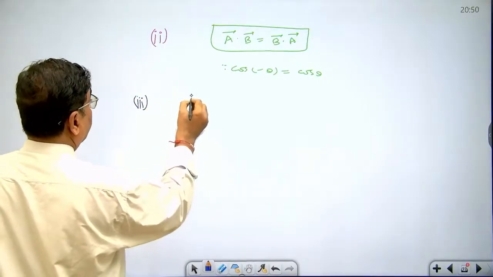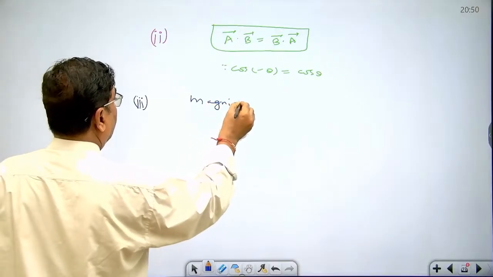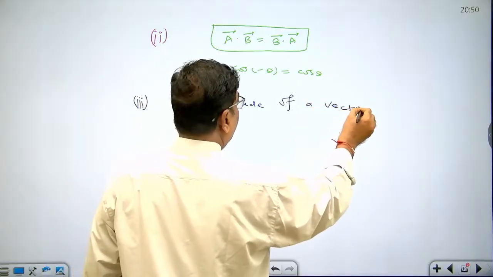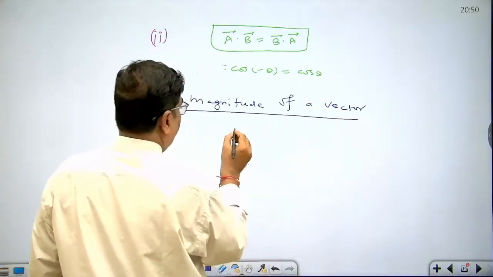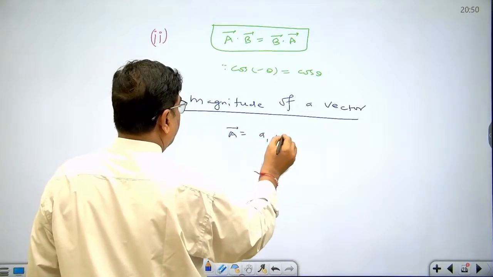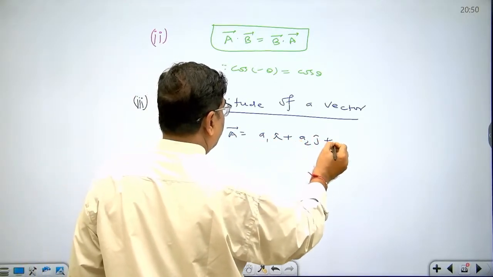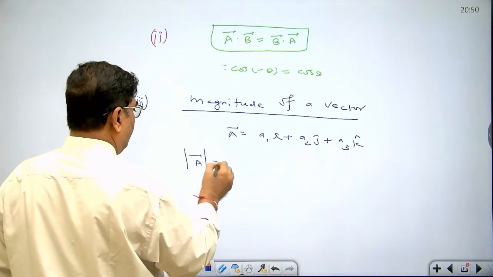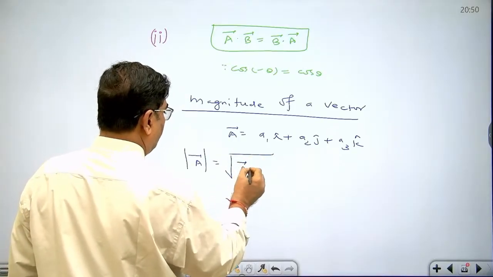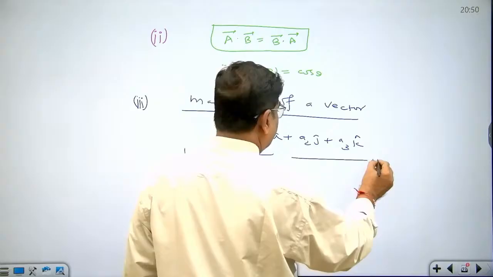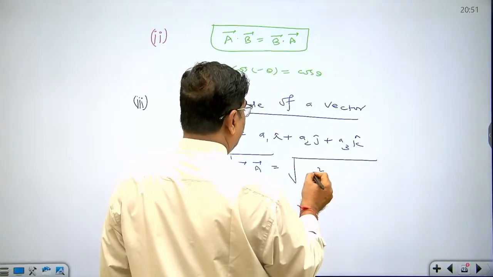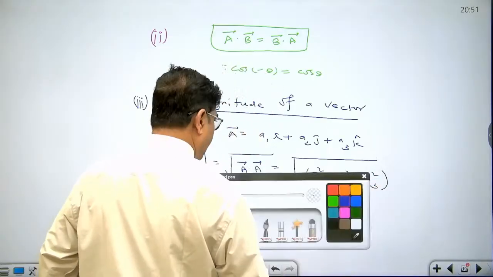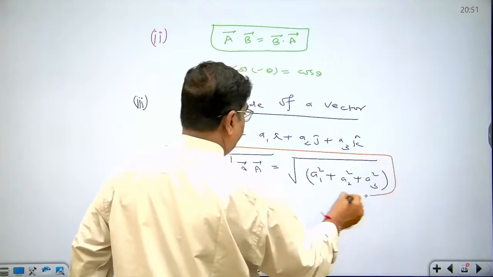Magnitude of a vector. Dear student, the magnitude of any vector A equal to A1 i cap plus A2 j cap plus A3 k cap can be found as the square root of the self dot product of the vector. It can be written as the square root of the sum of squares of the coefficients: A1 square plus A2 square plus A3 square, and take the under root. Okay, this is the magnitude.